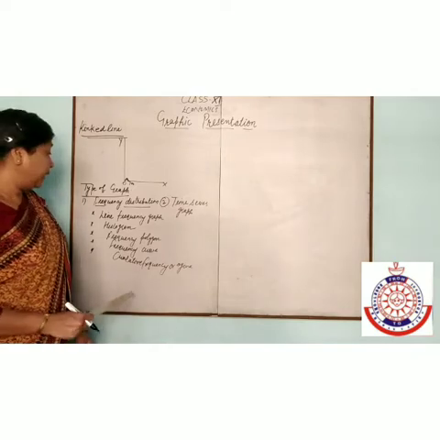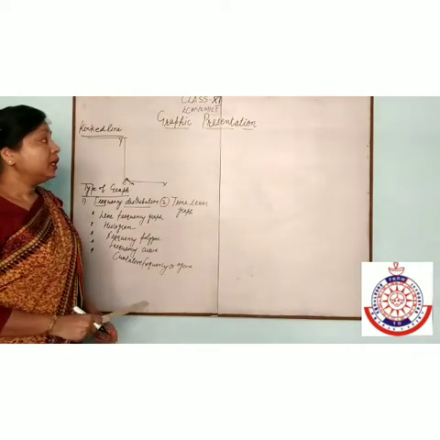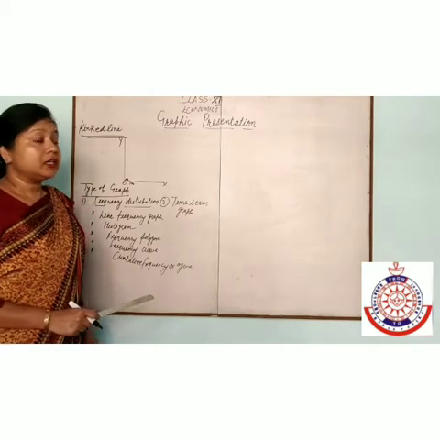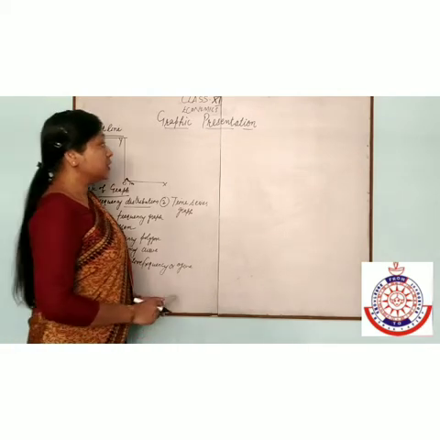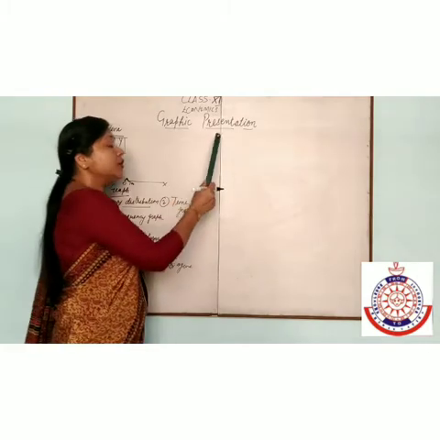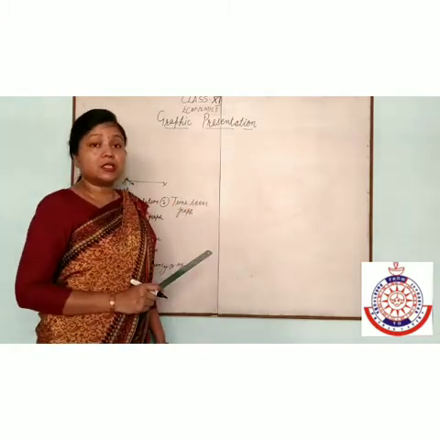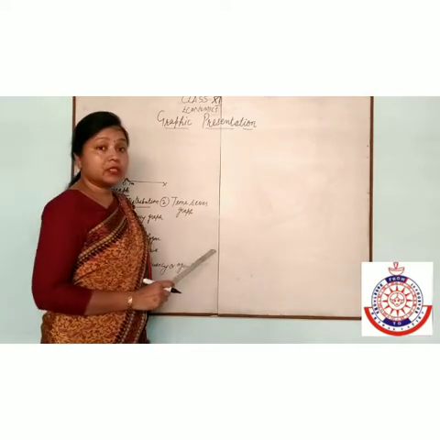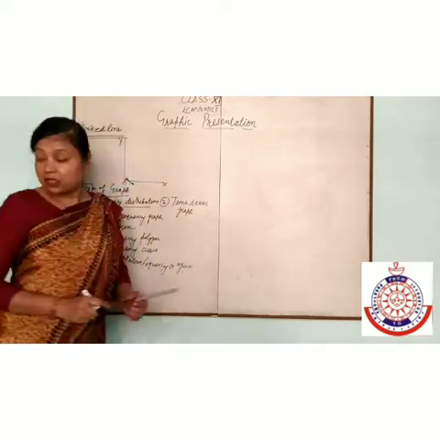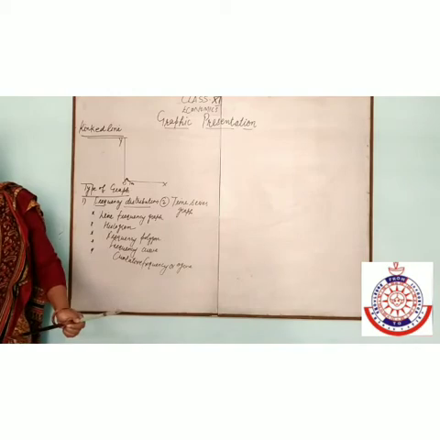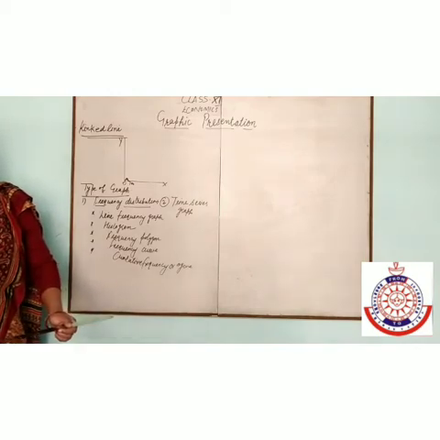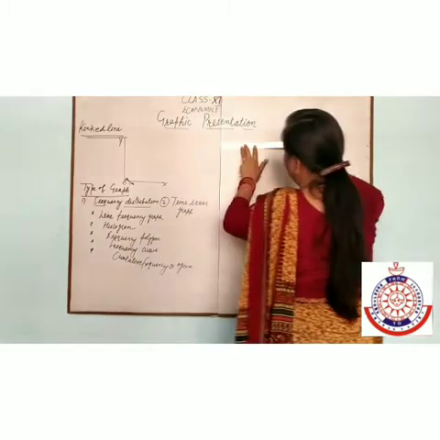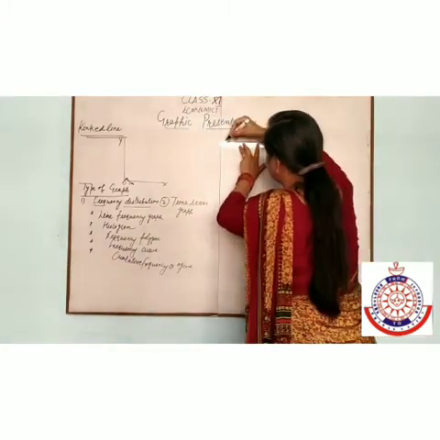First is the line frequency graph. Line frequency graph is mainly used for the discrete series. In a discrete series, frequency we show on the OY axis, and the variable we show on the OX axis. See, one table is given. Weight and number of students is given.